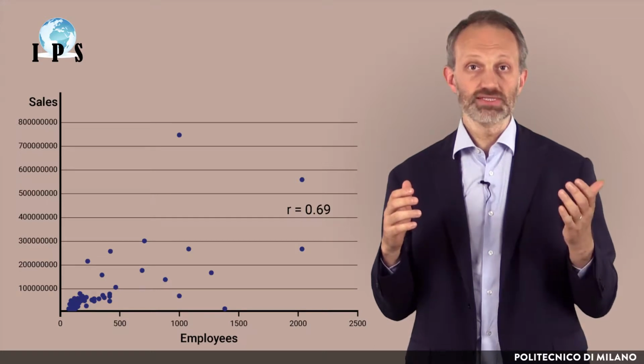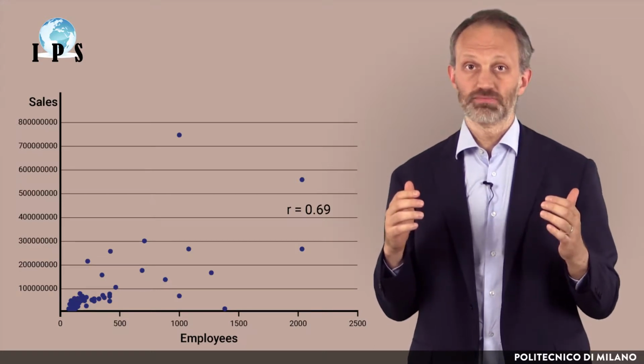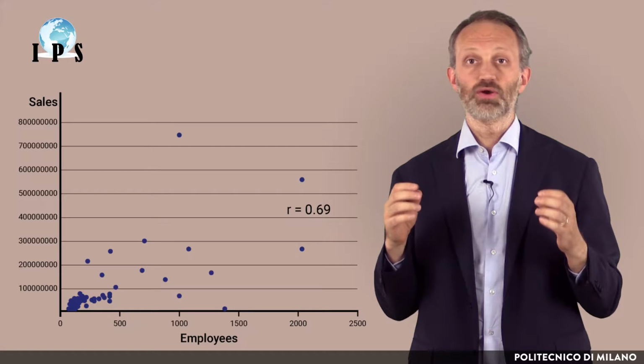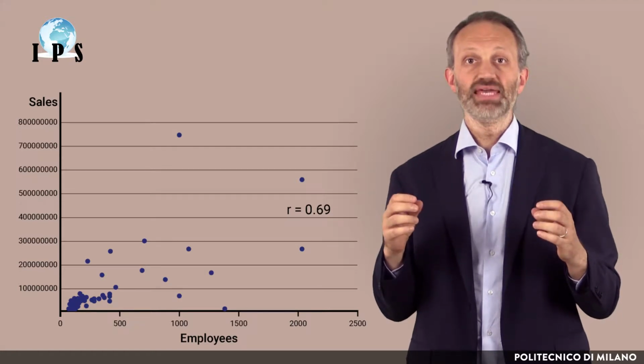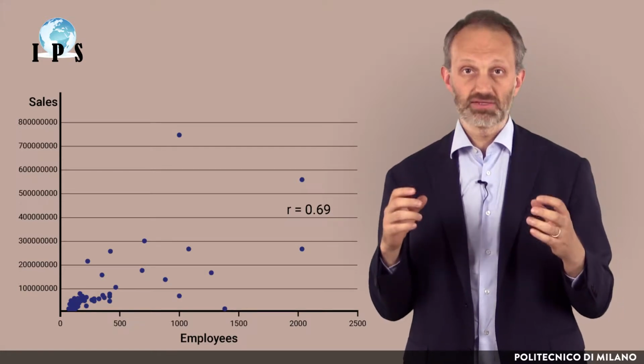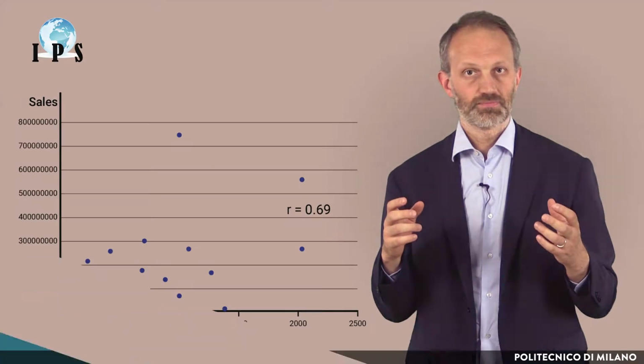In this example from the IPS project, we see the correlation between the sales and the number of employees of the companies in the sample. The value of 0.69 means that the correlation is direct and pretty strong.